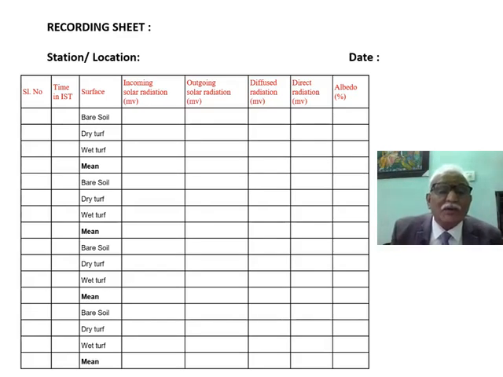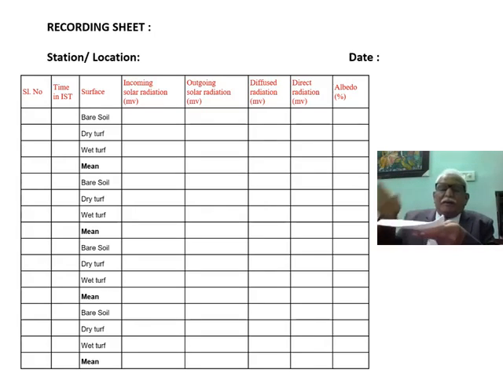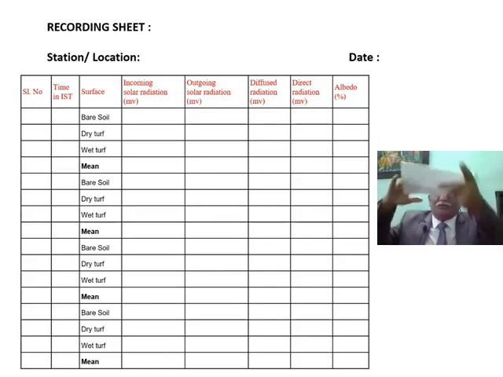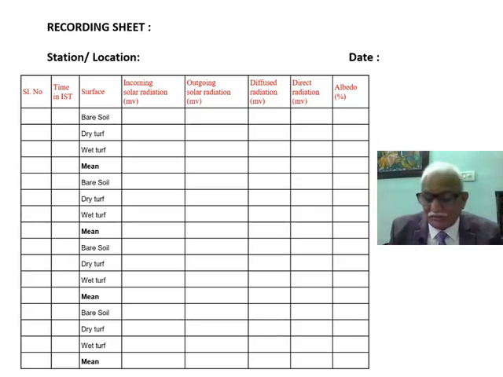Take a bare soil, a dry turf, a wet turf. Take mean values for each. Incoming: keep the pyranometer facing upward. Diffuse: just cut off the direct radiation. Reflected: that means you invert the pyranometer. You get direct, reflected and diffuse. Simple. This is how you can put it.